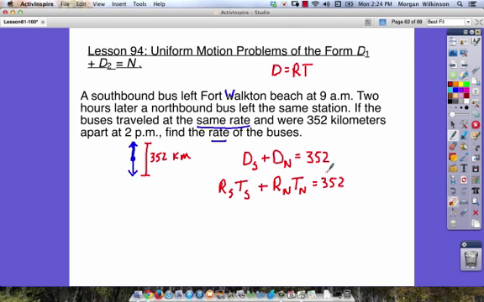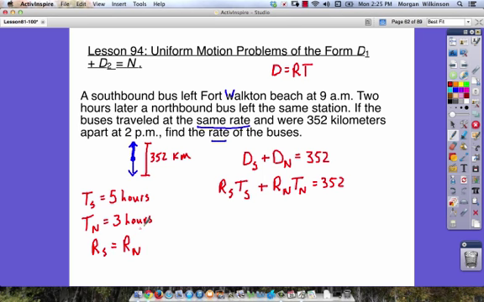Now there's some more information given here. It says the first bus left at 9 a.m. Then it gets there at 2 p.m. Well, from 9 a.m. to 2 p.m., that's a total of 5 hours. So the time of our southbound bus is going to equal 5 hours. Then 2 hours later, the northbound bus leaves. This whole thing is being compared at 2 p.m. So the time of the northbound bus is going to be 2 hours less, which is 3 hours. And then the other key fact that we know is they both have the same rate. So the rate of the southbound bus is equal to the rate of the northbound bus.